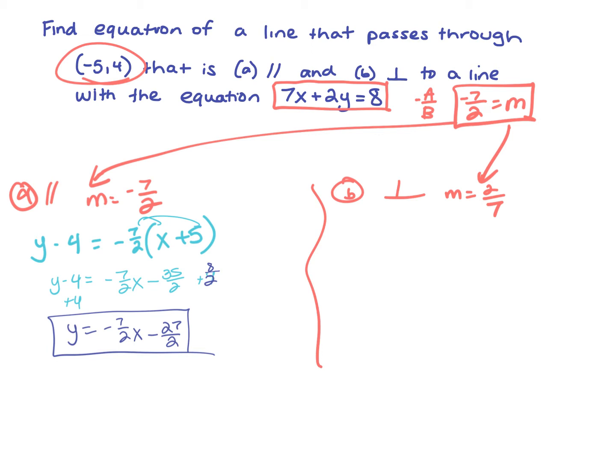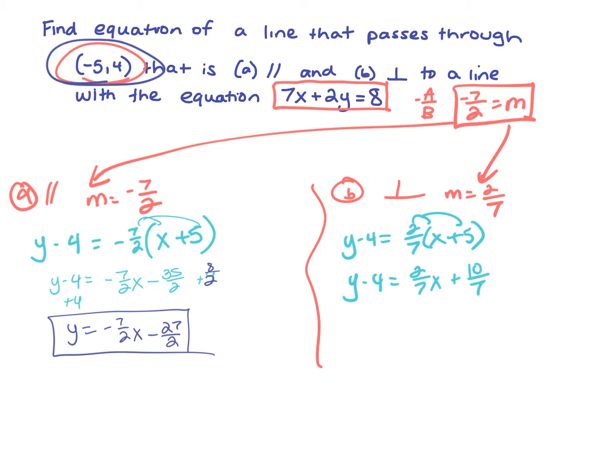And then B is the perpendicular. So I'm doing the same point, I'm still using negative 5, 4, but I'm using slope as 2/7. So y minus 4 equals 2/7 times x minus a negative 5, which becomes plus 5. I distribute the 2/7. And then I add the 4, which would be 28/7.